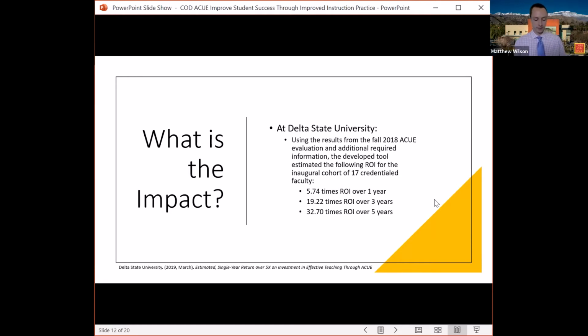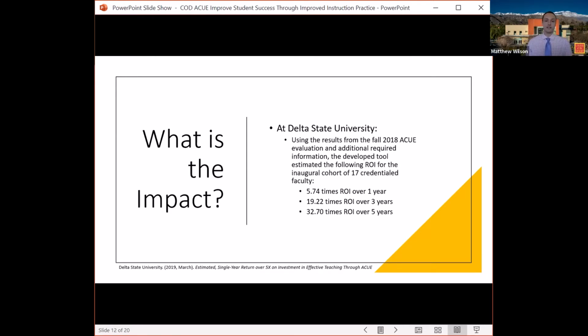And then this last one doesn't look directly at student success, but more at return on investment. Of course, it's hard to carry this directly over to every institution, potentially your institution, because every school and state receives their funding differently. But at Delta State University, they developed a tool that can estimate their return on investment based on their initial faculty of 17 people that completed ACUE. They used it based on the understanding that improved success rates, improved passing, improved completion, and improved graduation generally improve funding to an institution.